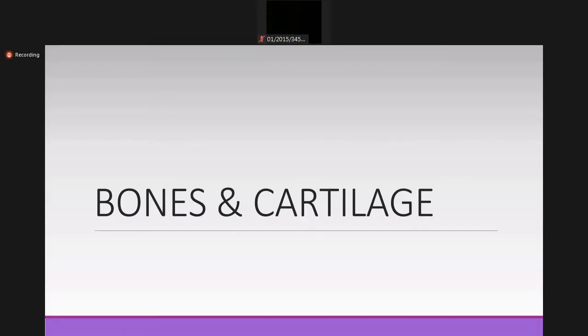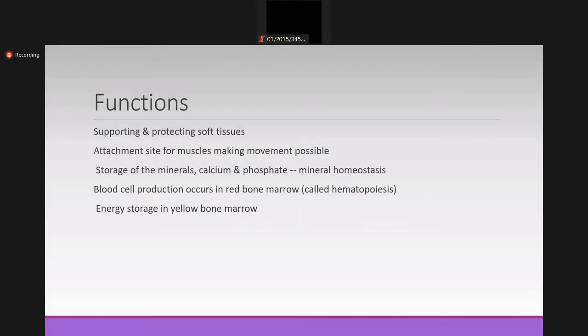Basic organization of the bones and the cartilages. The bones and cartilages both form the supporting and protecting framework for soft tissues. That is, their function is to support and protect the soft tissues, and again serves as an attachment site for muscles, making movement possible.